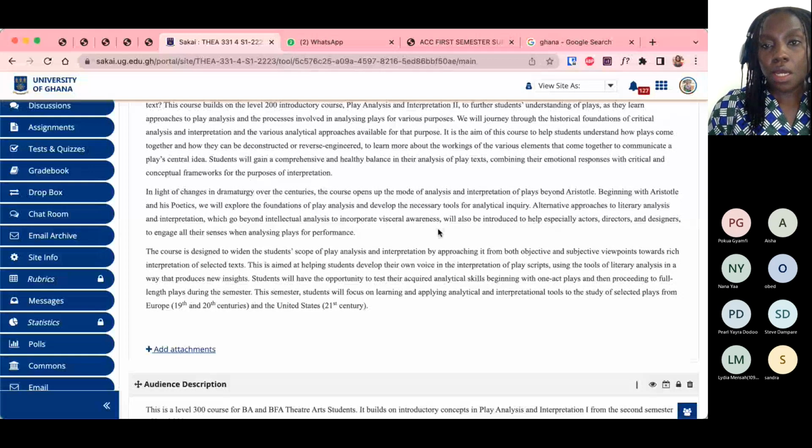We will journey through the historical foundations of critical analysis and interpretation and the various analytical approaches available for that purpose. It is the aim of this course to help students understand how plays come together and how they can be deconstructed or reverse engineered to learn more about the workings of the various elements that come together to communicate a play's central idea. Students will gain a comprehensive and healthy balance in their analysis of play texts, combining their emotional responses with critical and conceptual frameworks for the purposes of interpretation.